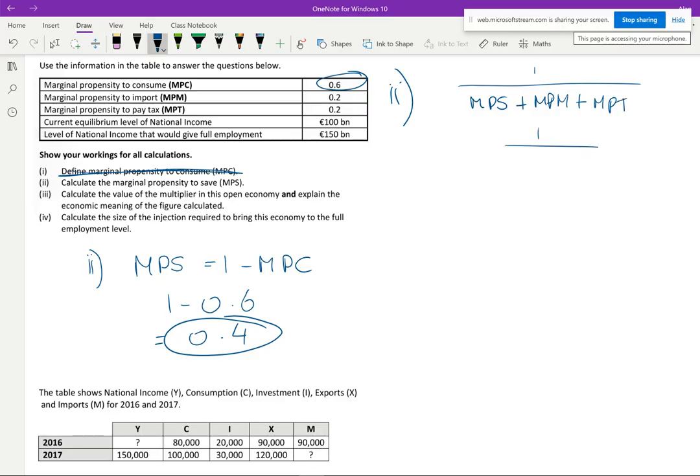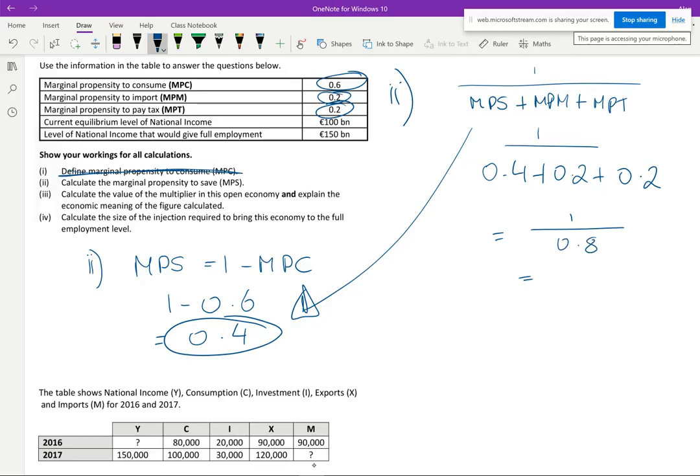So it's 1 all over, and take your values from here. So there's my first value. MPS is right here. So it's 0.4 plus MPM is right there, 0.2, excuse the handwriting, I'm using a stylus and it's a little bit finicky, plus 0.2, which is equal to 1 all over, add them all up, what's that, 0.4, 0.2, 0.6, 0.8, which is, but 1 over the other, that's 0.8 into that is 1.25, isn't it? Yes, someone's going to correct. So there's your multiplier.